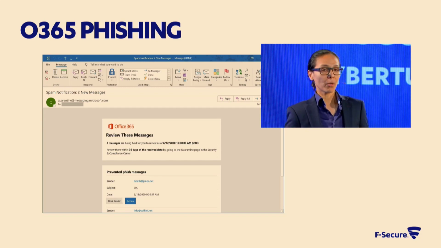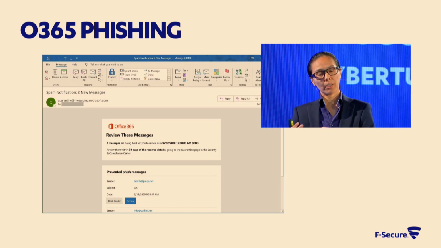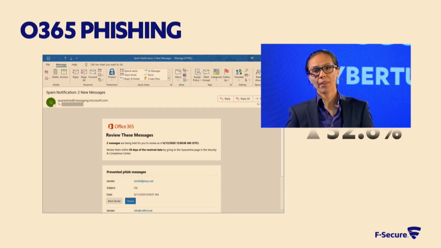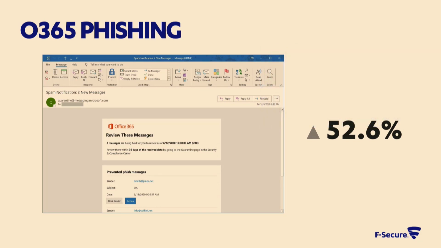So what has been happening with businesses recently is that they have also slowly adopted Office 365 in their systems. And because of this, of course, the threat actors understand that, okay, this is another opportunity for us to try to phish for Office 365 credentials. And this is why from the second half of last year up until the first half of this year, Office 365 phishing has increased by 52%.